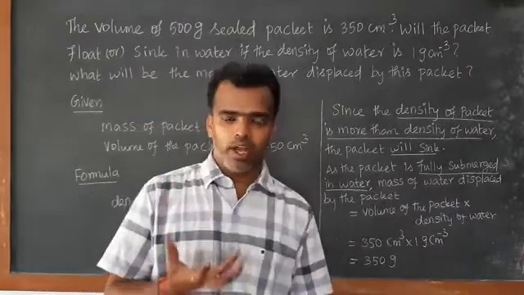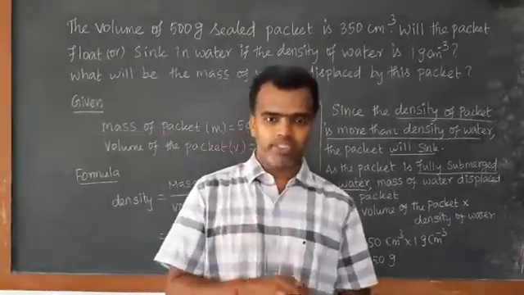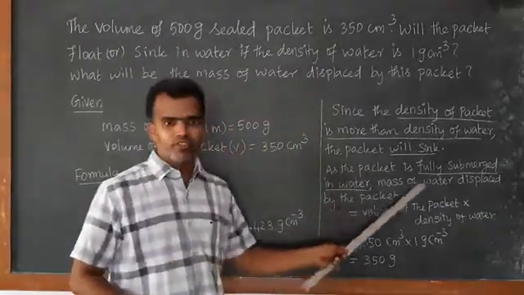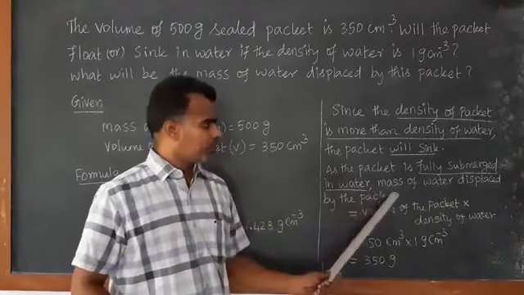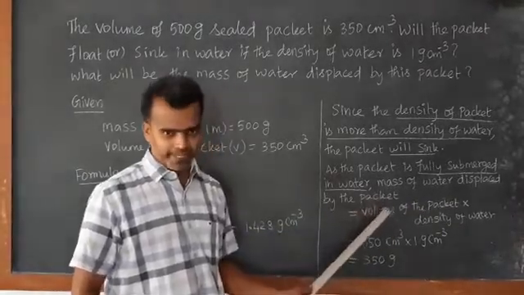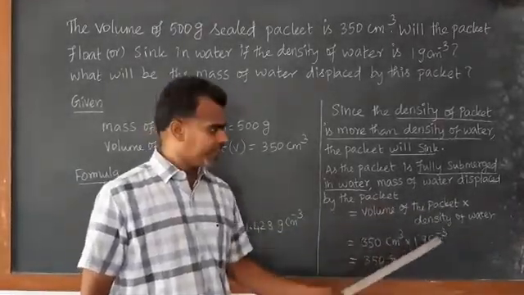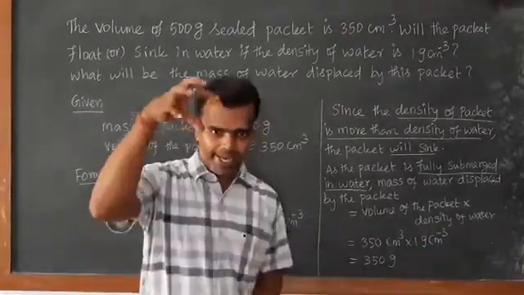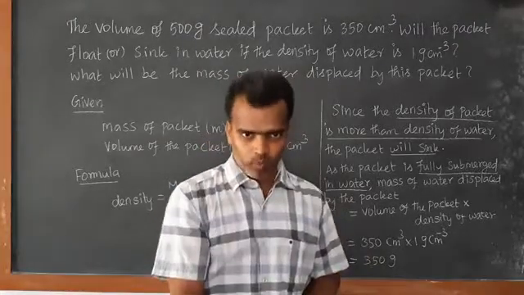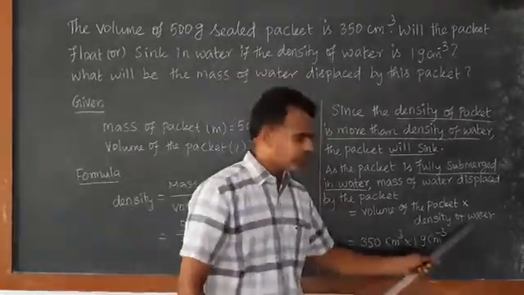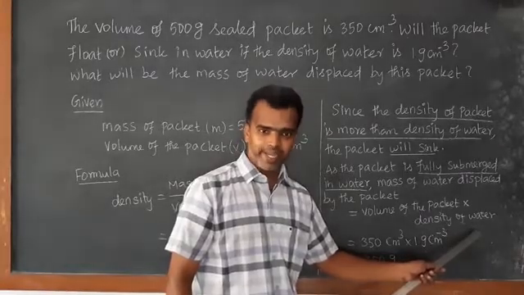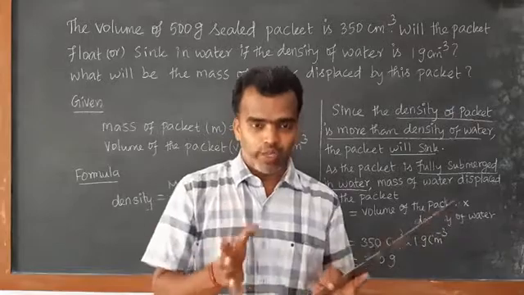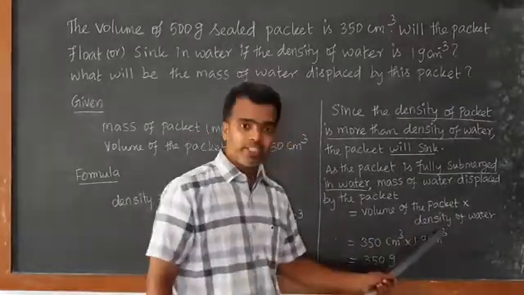Therefore, we have to find the amount of water displaced. As the packet is fully submerged, the mass of water displaced by the packet is equal to the volume of the packet into the density of water. Why do we take the volume of the packet? Only that packet alone is going to sink in the water. And why do we choose the density of water instead of the density of the packet? Because only the water gets displaced. That's why we have chosen the density of water.